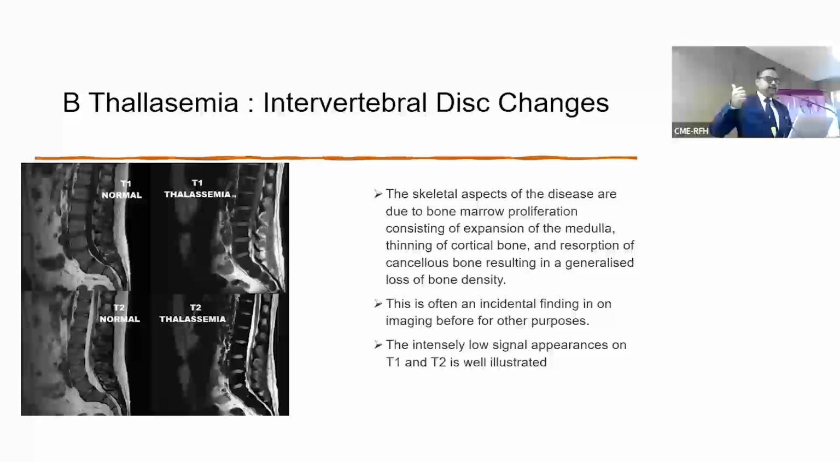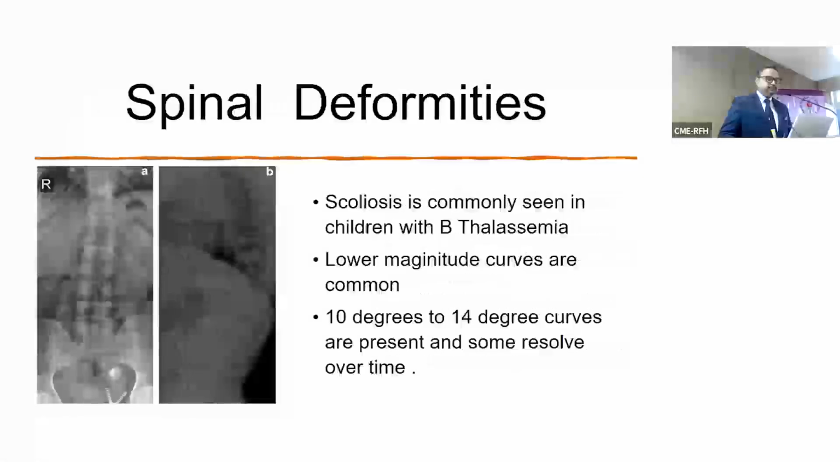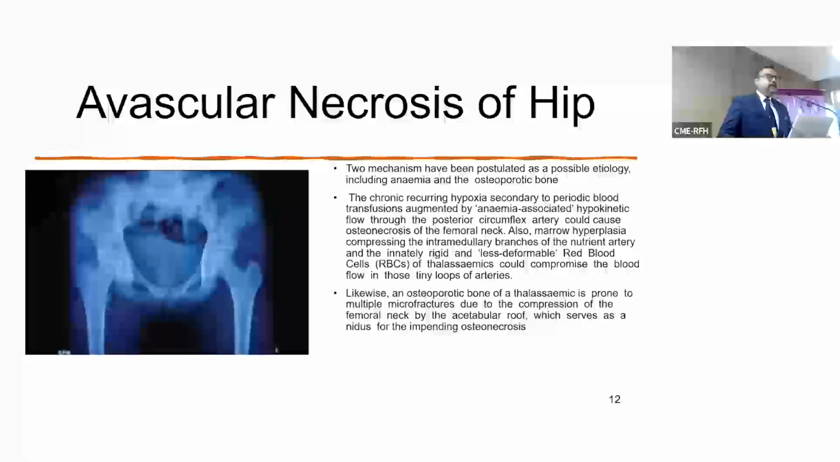If you can see this MRI, on one side is the normal MRI and the other side is the MRI of a thalassemia patient. So you can see the difference between the two. Spinal deformities are quite common, especially low-grade kyphosis and low-grade scoliosis, with curves usually less than 10 to 15 degrees. Most of them, as I'll be coming to in the next few slides, don't really require much.